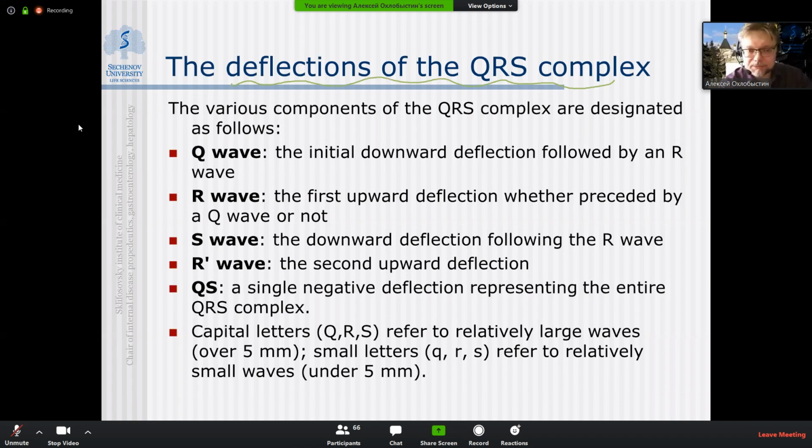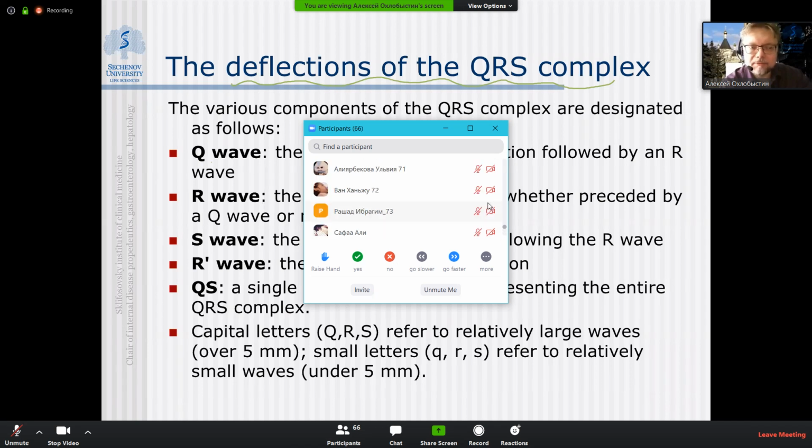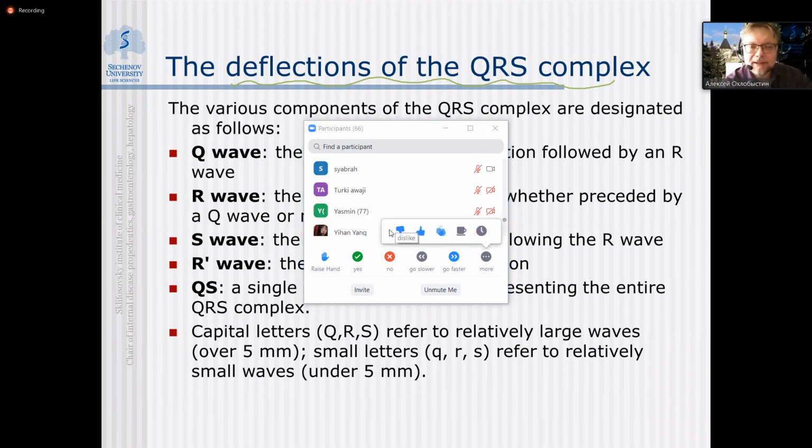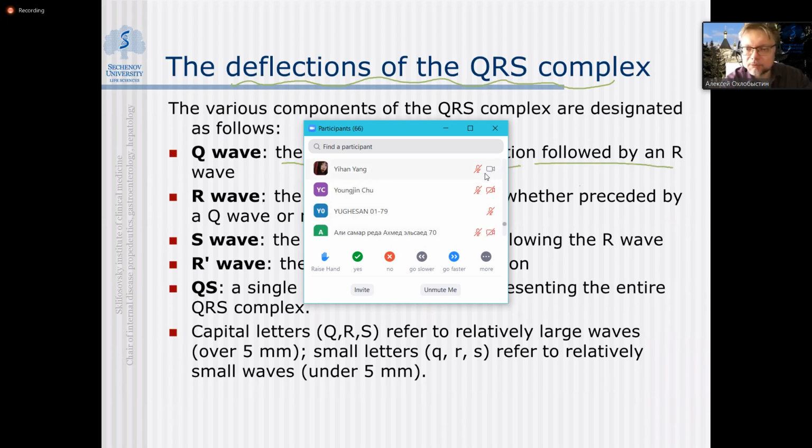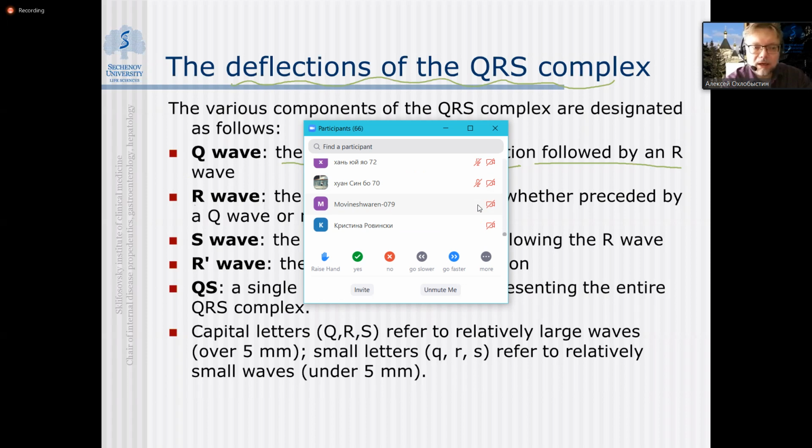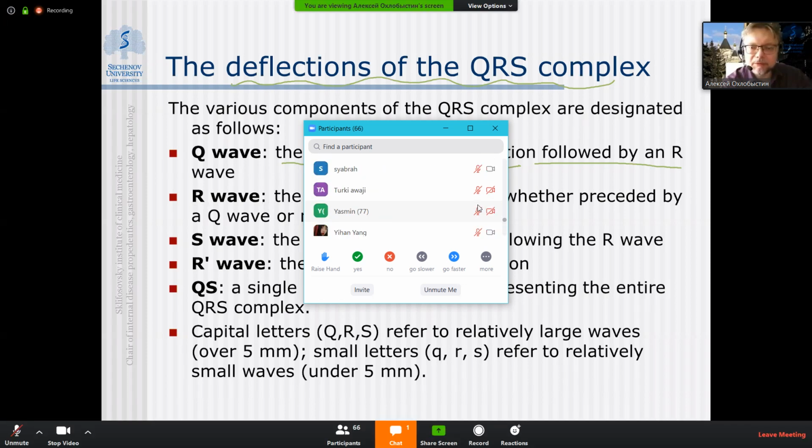Well, first, Q wave is not always the first wave in the ventricular complex. It's just the initial downward deflection followed by a positive one, followed by R wave. R wave will be the name used for all positive deflections, no matter whether it's preceded by Q wave or whether the patient has no Q wave. All positive waves will be called R. For instance, a second positive will be called R with apostrophe.